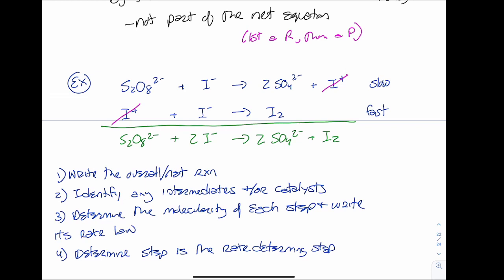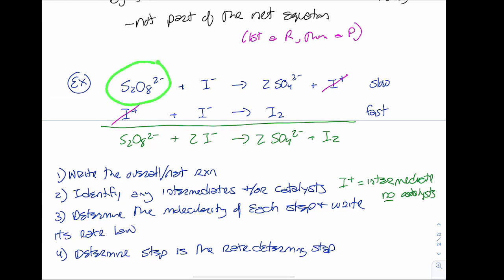So what do you guys see here? The only thing I canceled is I+. That's the only one that's up for debate here. And what is it? Is it an intermediate or a catalyst? Good, it's an intermediate. So I+ is an intermediate, right? We made it and then we used it up. And there's no catalysts in this reaction. So no catalysts.